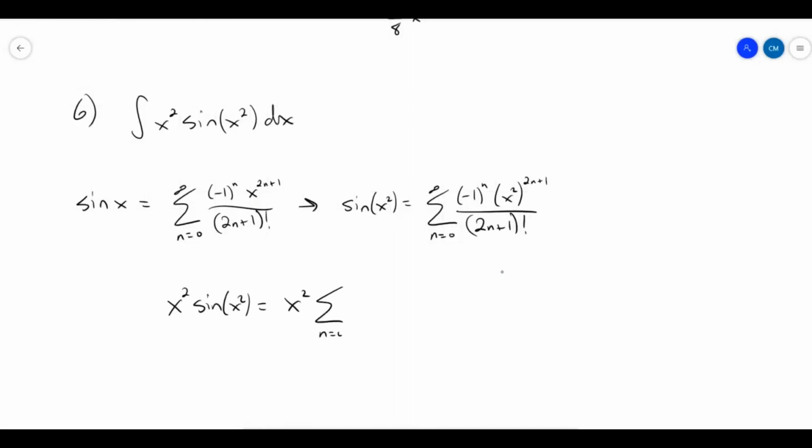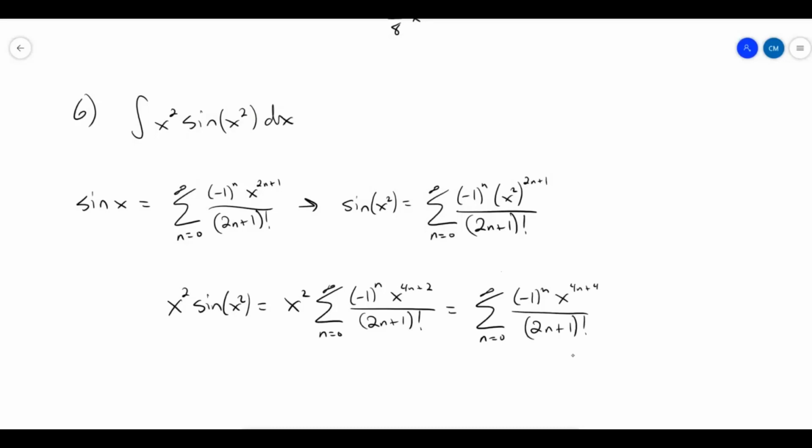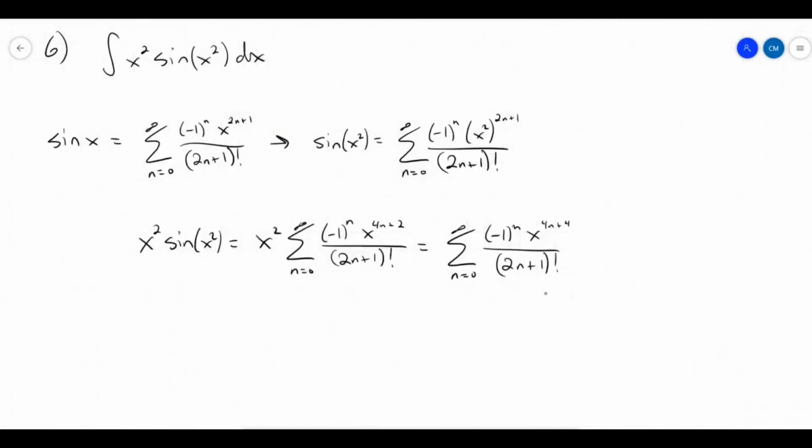And again, that's not very difficult if you know what you're doing. Let's simplify that to be x to the power of 4n plus 2 over 2n plus 1 factorial. Combine that with the x squared, we get negative 1 to the n. Adding those exponents, 4n plus 4 power, all this stays the same. And then finally, integrate that, right? Because now we've got the x squared sine x squared, now we just integrate that. And so how do I do that?